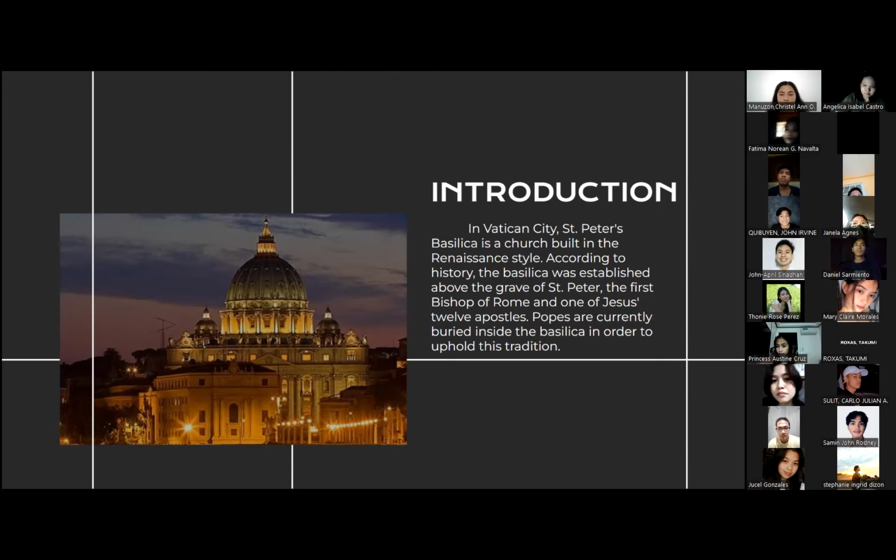It was designed by the greatest old masters of the time, including Donato Bramante, Michelangelo, Carlo Maderno, and Gian Lorenzo Bernini. The basilica is cruciform in shape with an elongated nave in the Latin cross. The central space, as you can see on the center, is dominated both externally and internally by one of the largest domes in the world. So next slide.